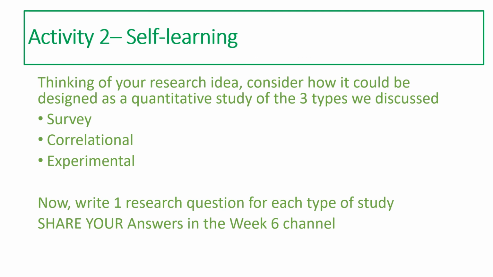So to practice some of the things we've talked about in this week's videos, here's a self-learning activity for you. Think about your research idea that you've been working on from week 1 and consider how you could design this as a quantitative study. Think about whether you could design it as a survey study, a correlational study, and an experimental study. One useful way to start is thinking about what variables could be measured in relation to your research idea.